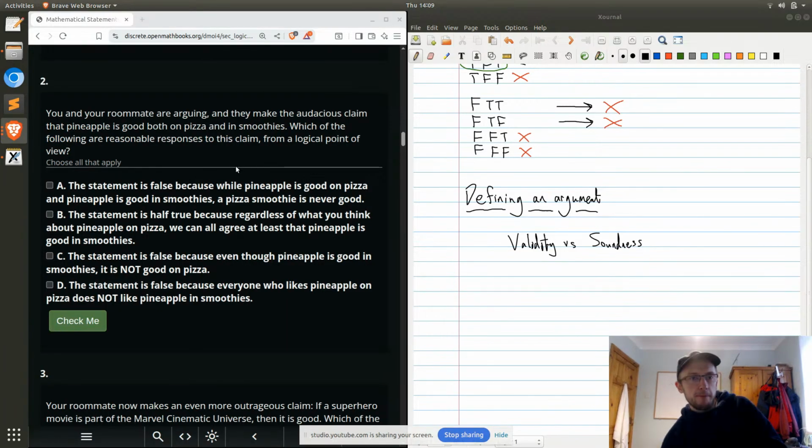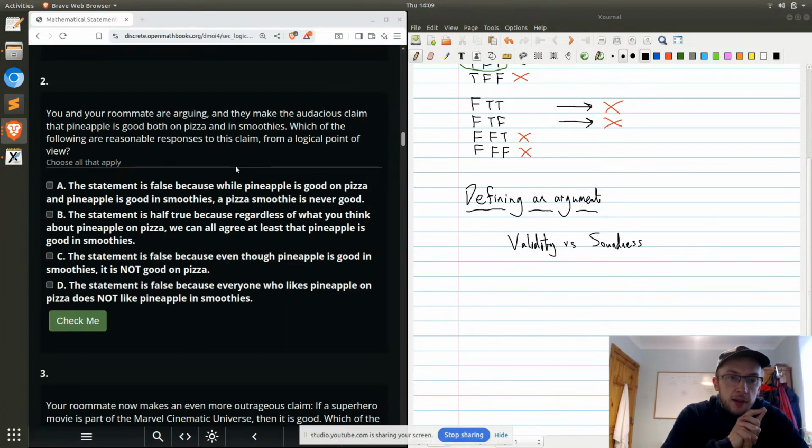Which of the following are reasonable responses to this claim from a logical point of view? So, A, the statement is false because while pineapple is good on pizza and pineapple is good in smoothies, a pizza smoothie is never good. That doesn't logically follow.